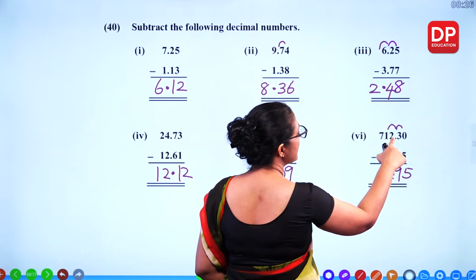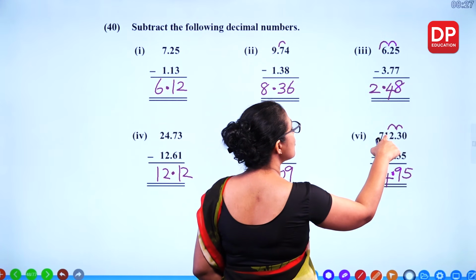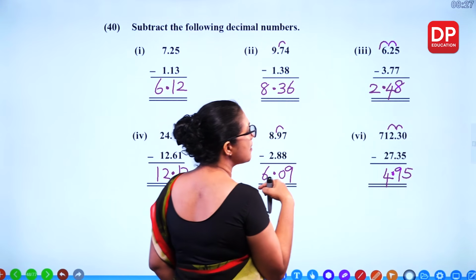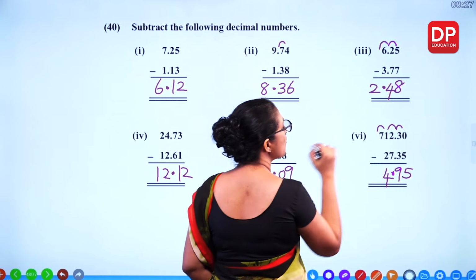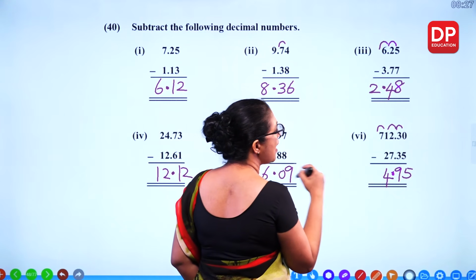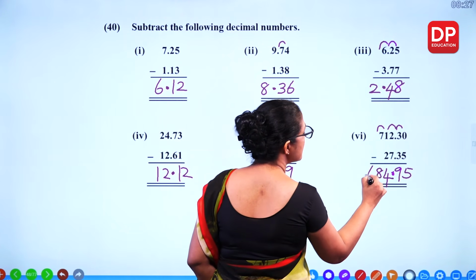So you have taken 1 there. So that means this becomes 0. You can't subtract 0, so you take 1 from here as well. 10 minus 2, 8. And this becomes 6.